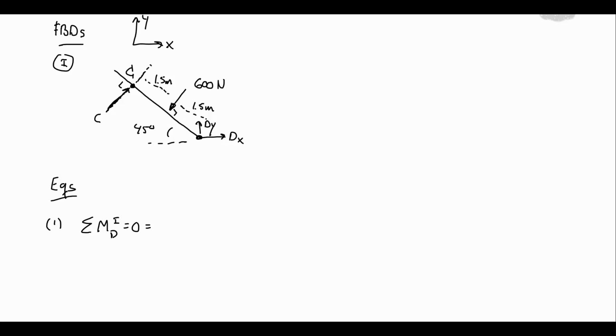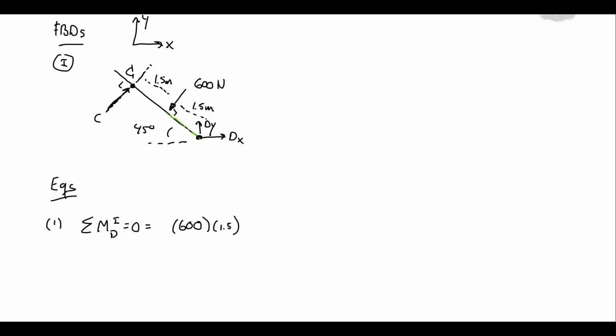So what causes a moment around point D? Dx and dy do not. We purposely chose D to eliminate them. We are going to have a 600 Newton force, and its perpendicular distance from D is 1.5. So this is one of those more somewhat rare cases where we just are going to multiply the force times the distance because we actually know that perpendicular distance is along the CD axis. Because 600 newtons is orthogonal to the CD axis, therefore we know 1.5 meters.